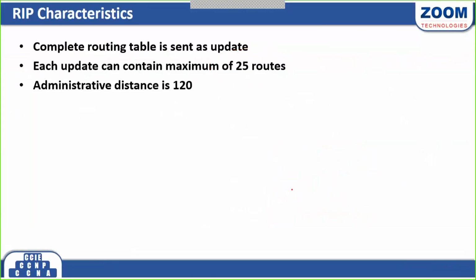So administrative distance is 120. I asked you to remember administrative distance values, right? Static routing is 1. RIP is 120. I'll tell you later on what exactly it is, but just remember these points. Next, configuration part.